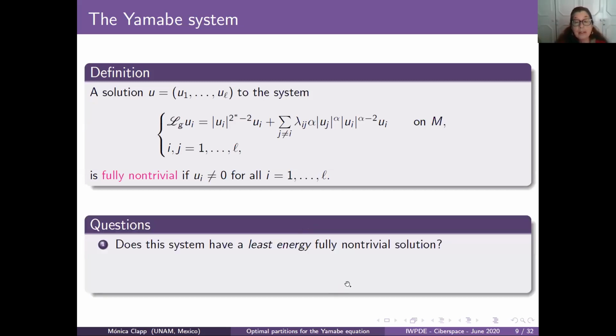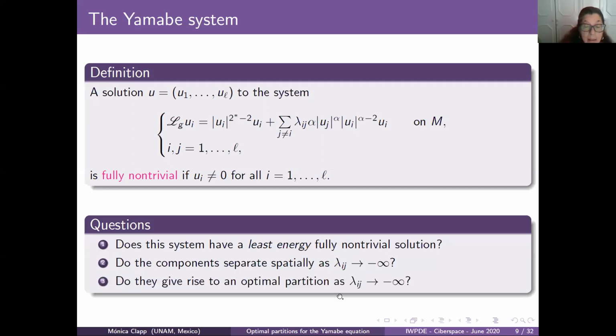And so the question is whether the system has a least energy fully non-trivial solution. That's the first question. And then we want to look at the behavior of the solutions, if they exist, as the lambdas go to minus infinity. It is well known that the components separate in space as the lambdas go to minus infinity. So we want to see whether this gives rise to an optimal partition. So this is precisely following the same program as Conti, Terracini, and Verzini.